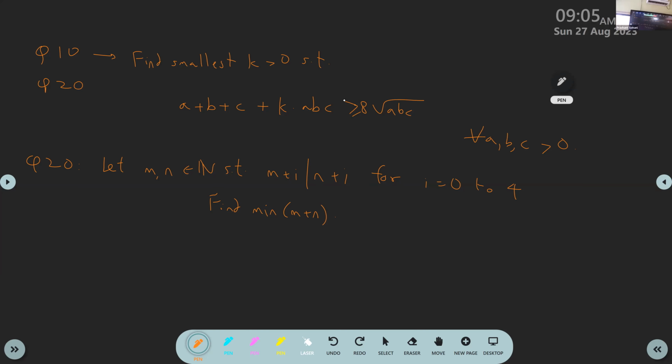Looking at the form of the question, the left-hand side is the sum of some terms, and the right-hand side looks like the GM of some terms. So AM-GM is the right idea. If you just apply AM-GM to these terms as they are, what is it that we get? We can look at that, and maybe that will give you some idea.